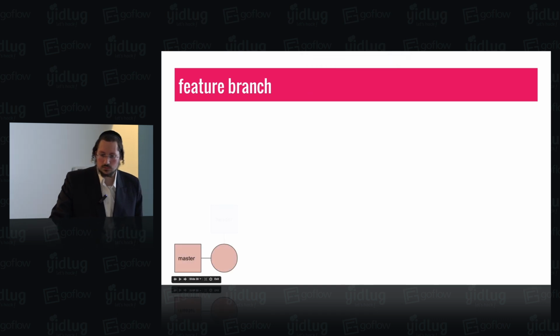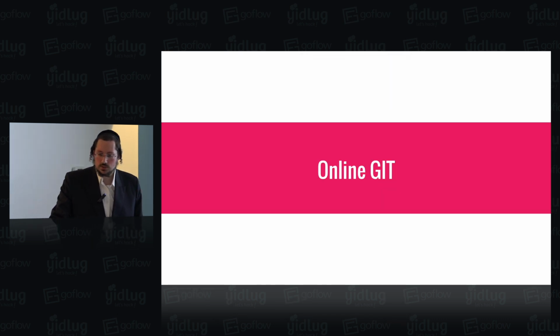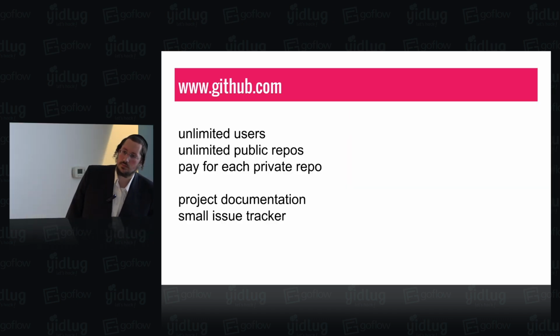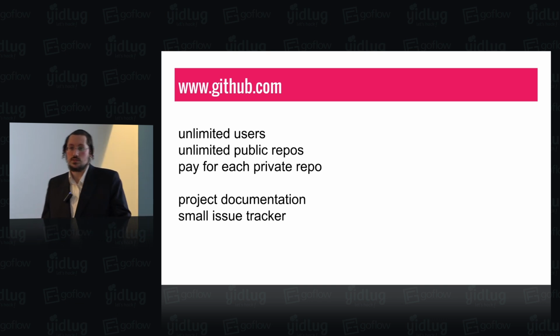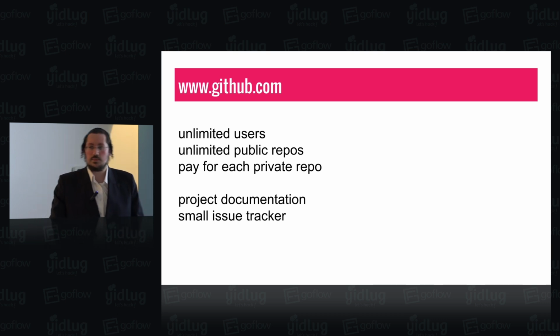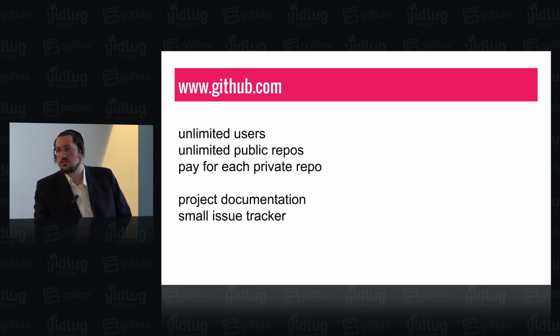Okay, so feature branches we talked about. Okay, online and Git. GitHub has unlimited users, which is one of the good things about GitHub, and unlimited public repos, but you have to pay for each private repository. Each? Yeah, it's a plan. I think packages of 5. Yeah, but it goes per repository. They will charge you based on repositories.